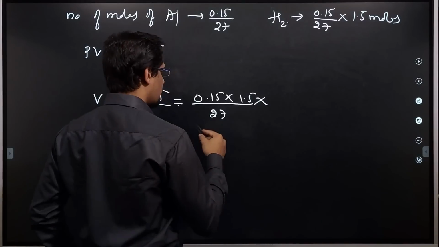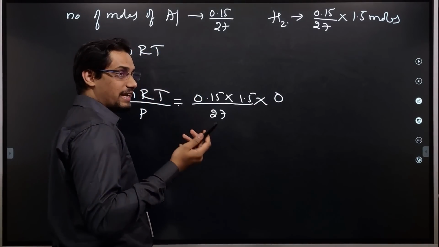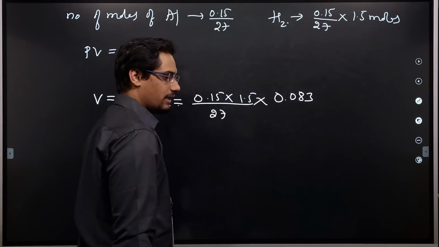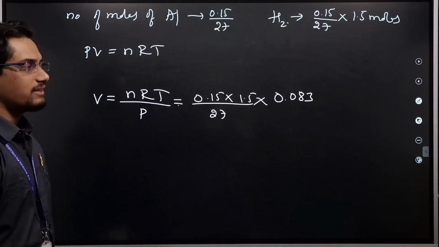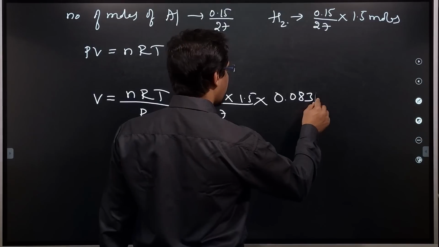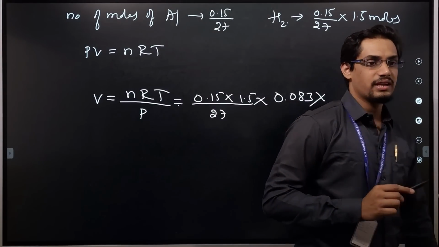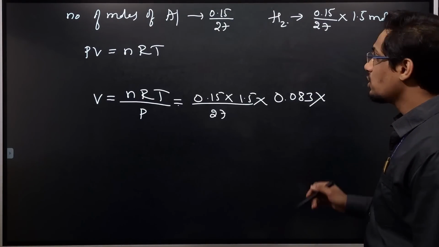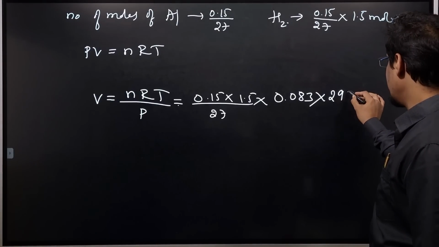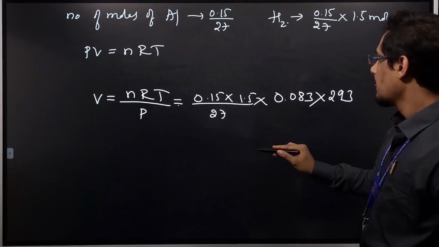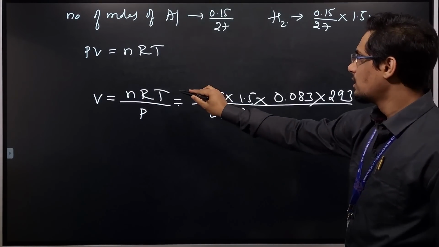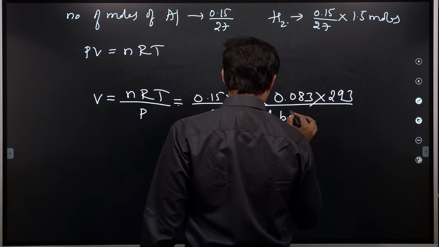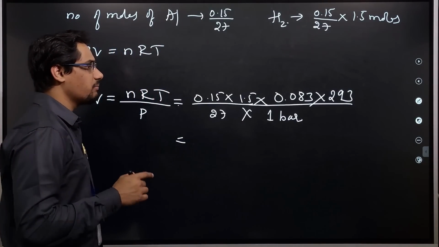The n value is given, 0.15 into 1.5 divided by 27. R value, as I am taking volume in terms of liter, I will get volume in terms of liter, 0.083. Into temperature, which is given, 20 degrees Celsius. If 25 was given, we could directly do it, or if 0 degrees was given, we could directly do it. 20 degrees Celsius is given, so 293 Kelvin, divided by pressure. So what is the pressure? Pressure they have given as 1 bar.